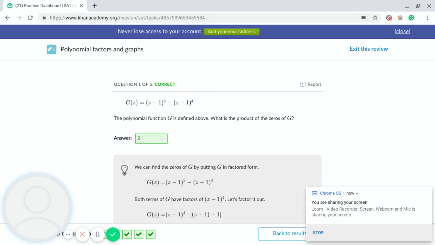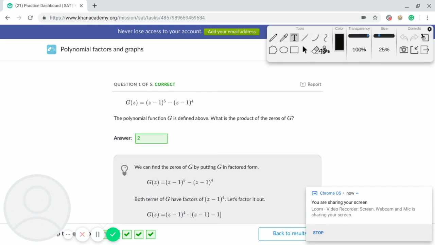Everyone, and today we are going to be doing polynomial factors and graphs. Now, there's not going to be a specific strategy in this one. This is like combining what you know with polynomials with regular common math stuff and common sense. So, that's it. All right.